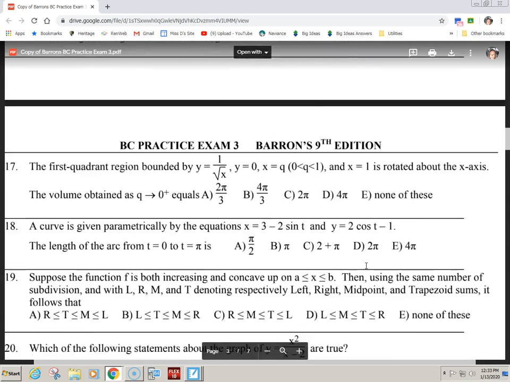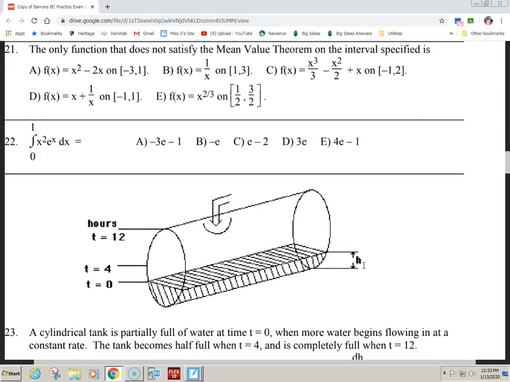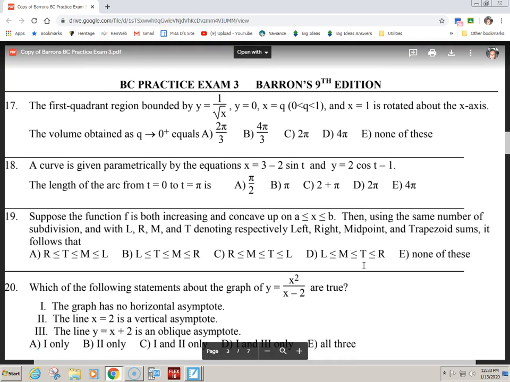Next page. Wait, which one? 20? 20 and 23? Did you know that everyone sees color?